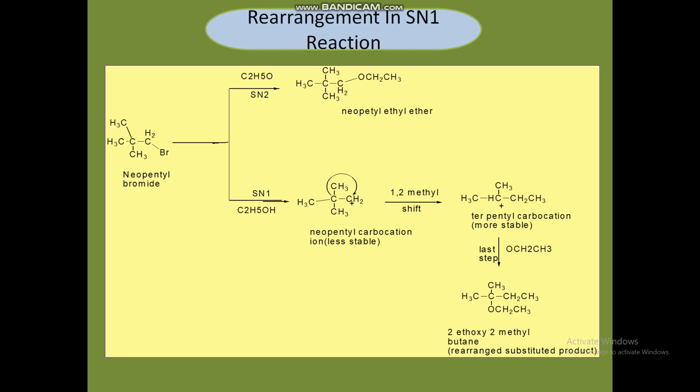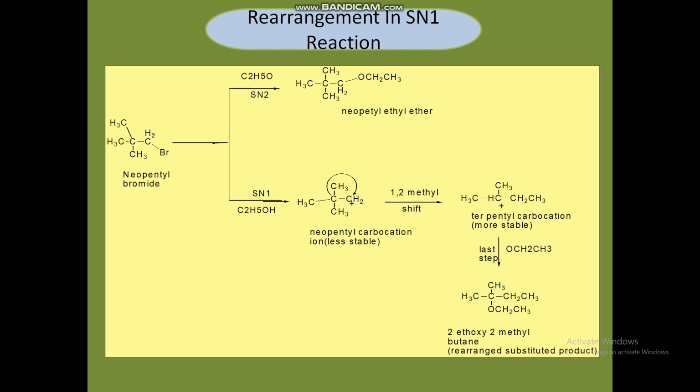For example, solvolysis of neopentyl bromide. This is the solvolysis of the neopentyl bromide compound. Solvolysis with ethanol yields an unexpected, rearranged product, 2-ethoxy-2-methylbutane. So here neopentyl bromide undergoes rearrangement.